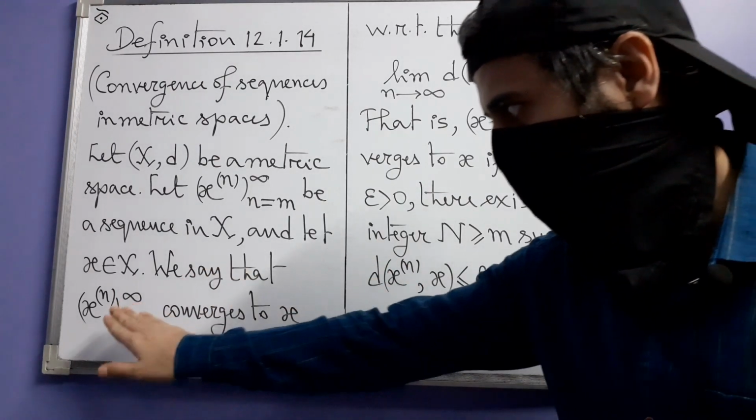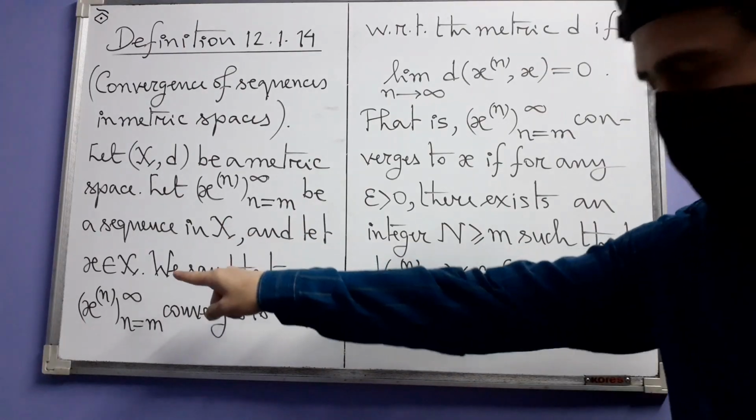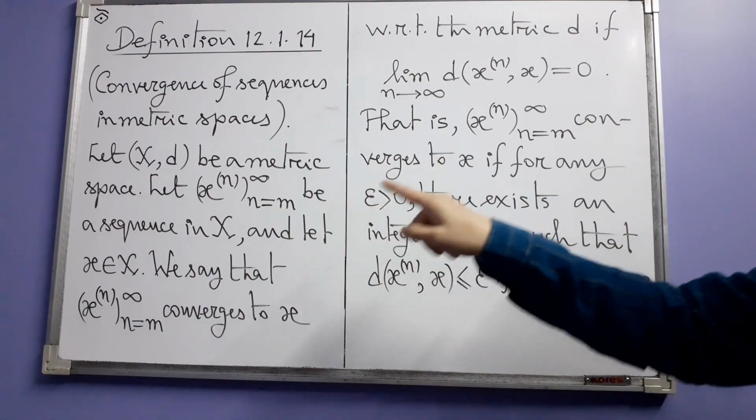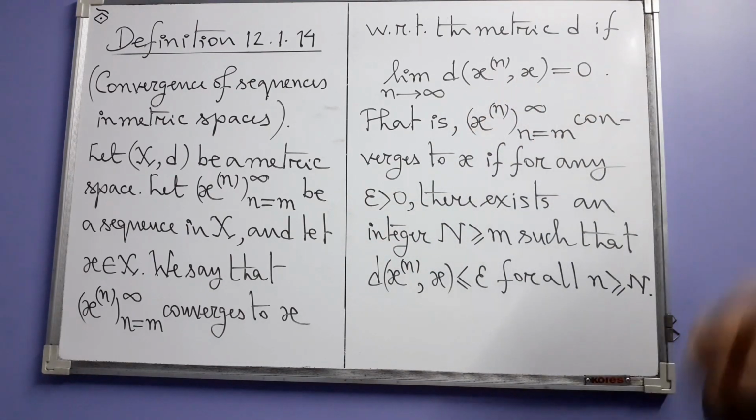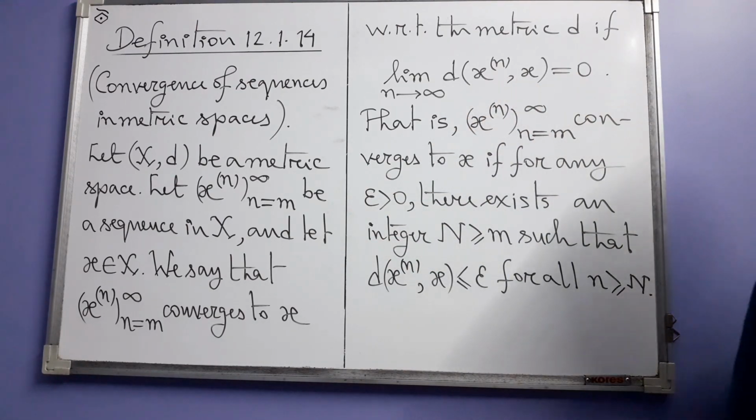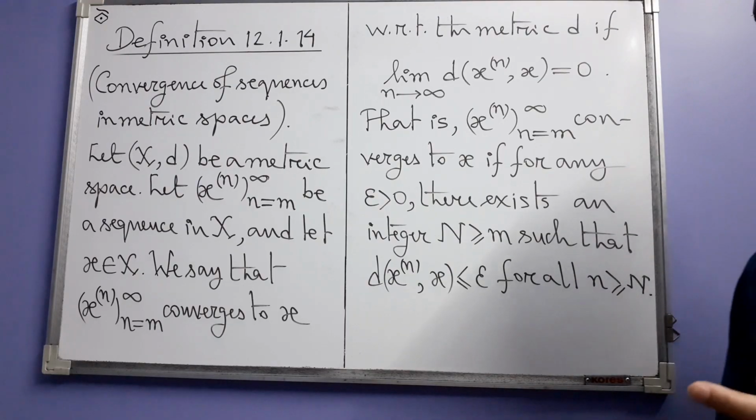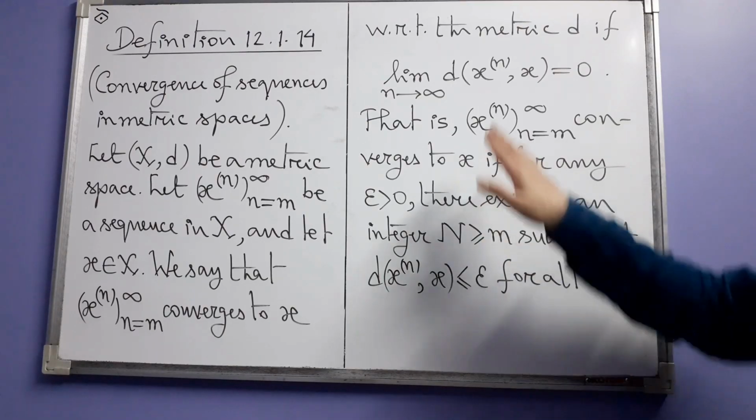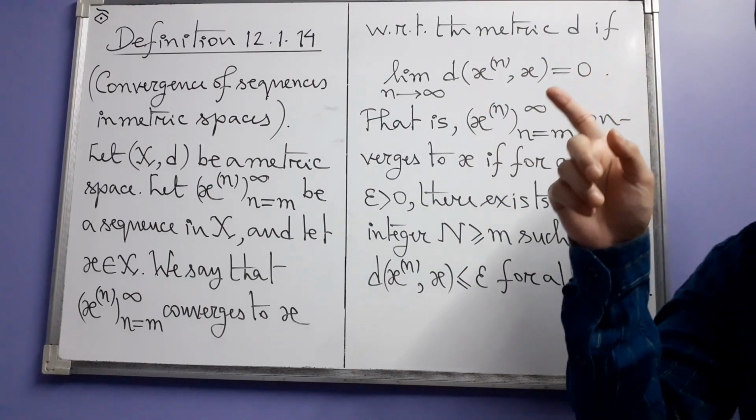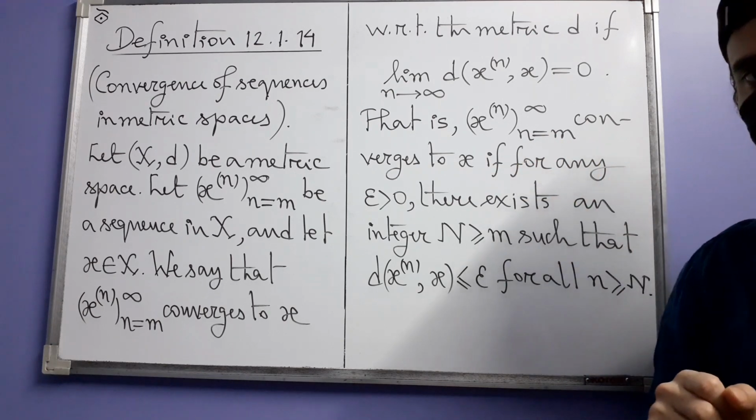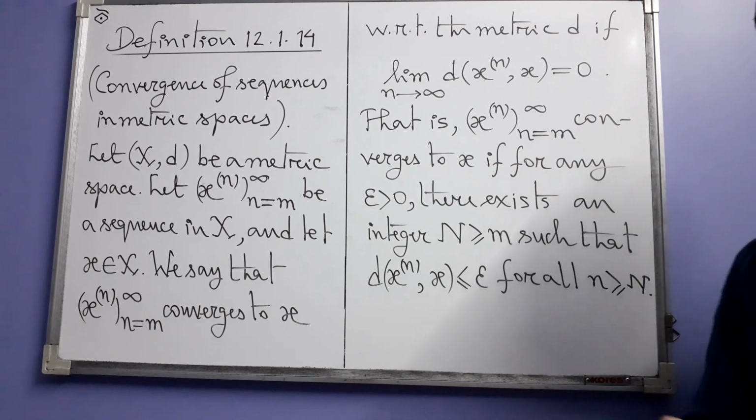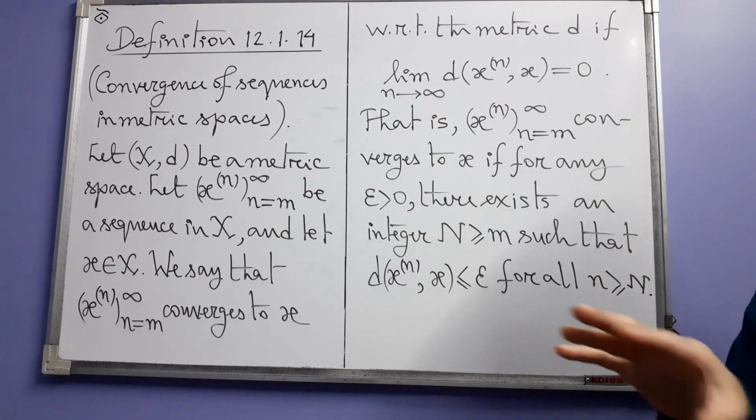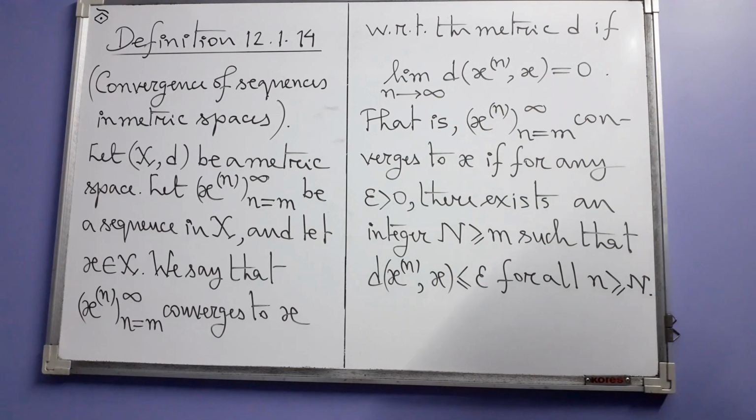We would say that this sequence converges to that point x with respect to the metric d if this limit is equal to 0. Given that we have already reformulated convergence of sequences of real numbers like this in terms of the distance that we have in the set of real numbers, that absolute value distance, it's understandable that this is how we should define convergence in a metric space, and that's what we did.